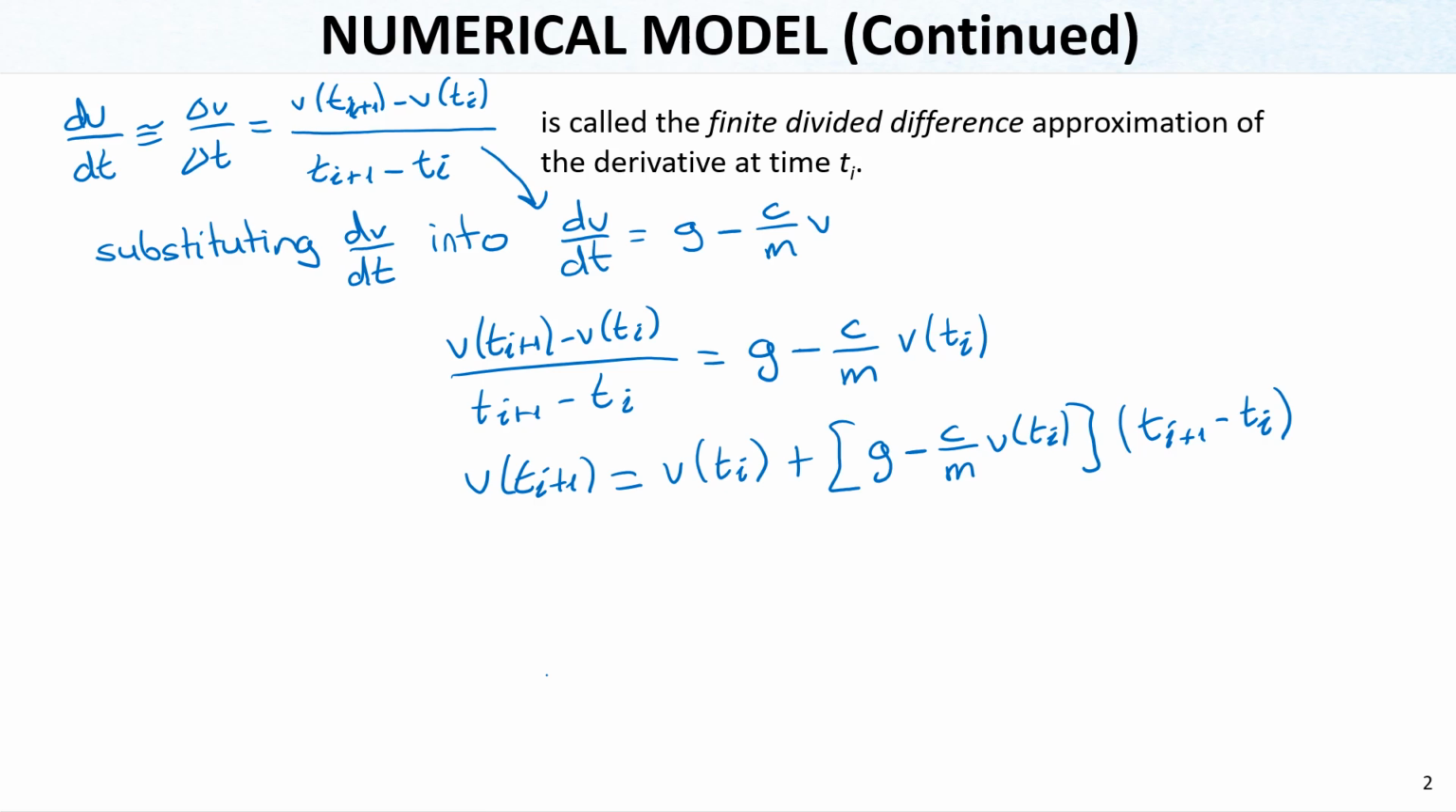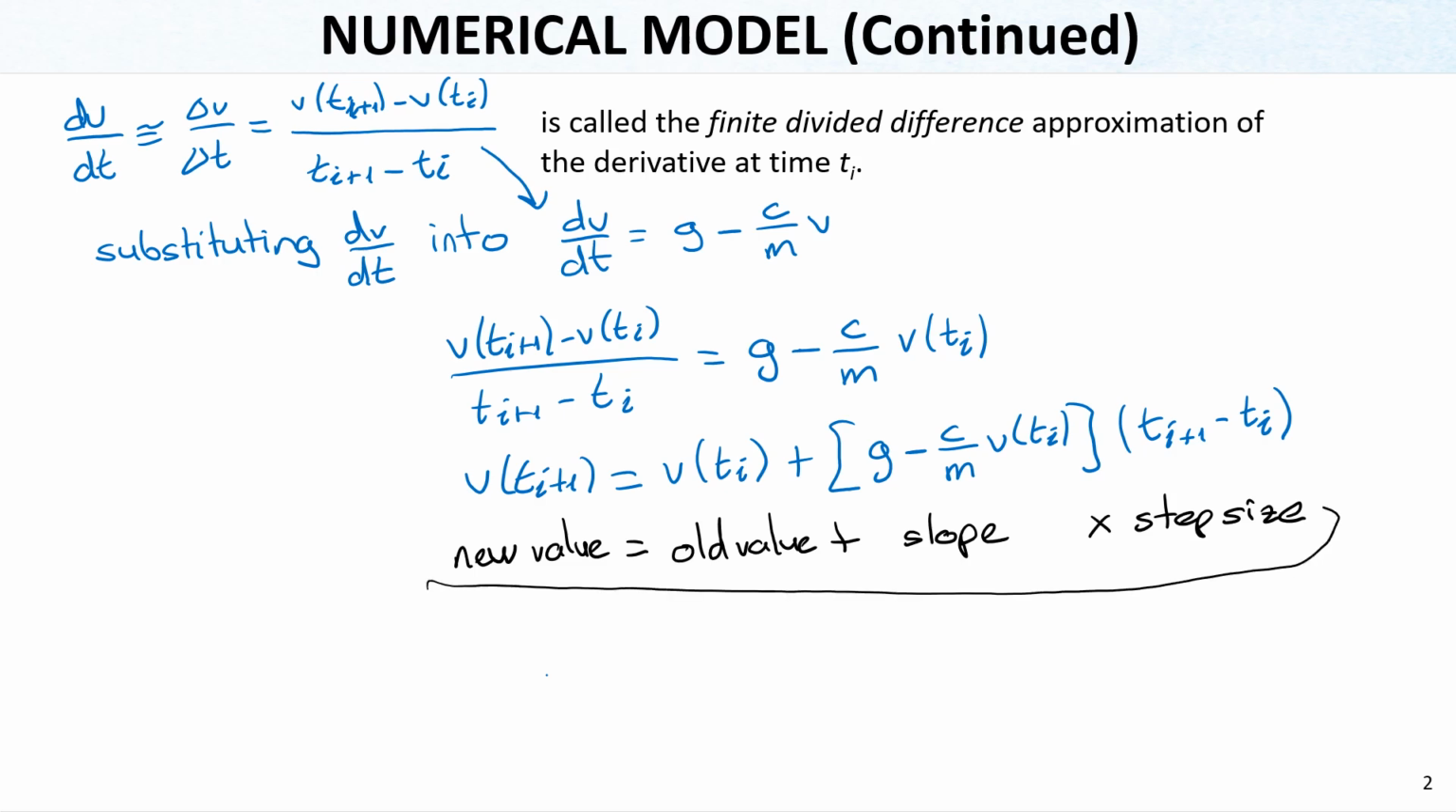And if we generalize this, you can see that this is the new value equals the old value plus a term here which is called the slope times the step size. In general, step size means the difference between the next and previous step. So this generalized equation below is called Euler's method.